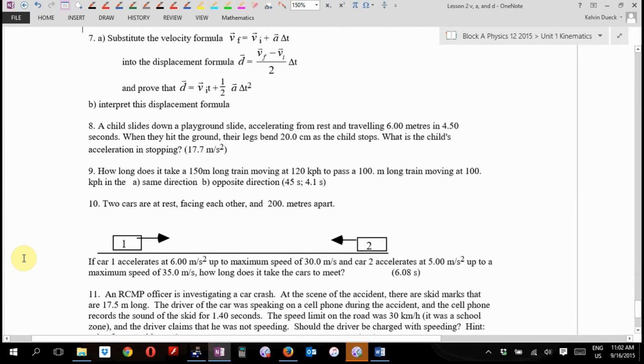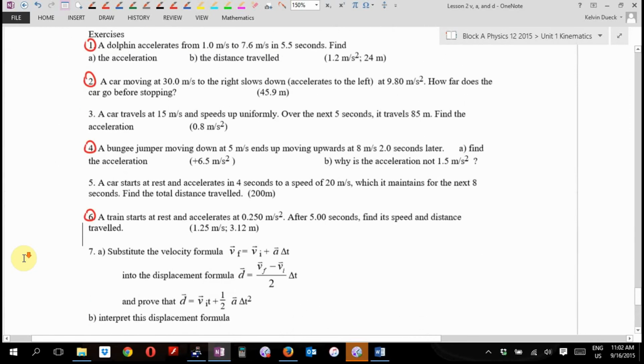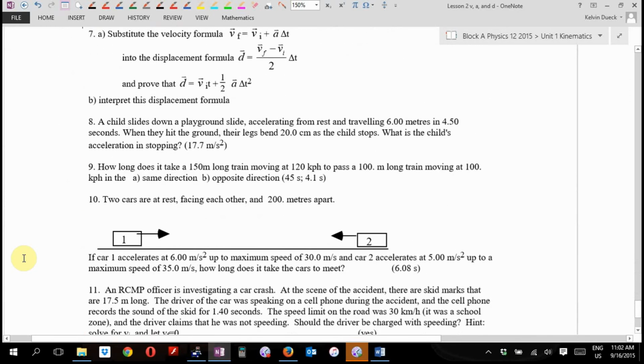I'm looking at number 10. Oh, 200 meters apart. The distance was different. I was going, why is number 10 a different answer? I'm going to say you can try number 10. I'm going to put a star. When I put a star next to something, what I'm saying is this is tougher than I'll ask you on the test. Okay?